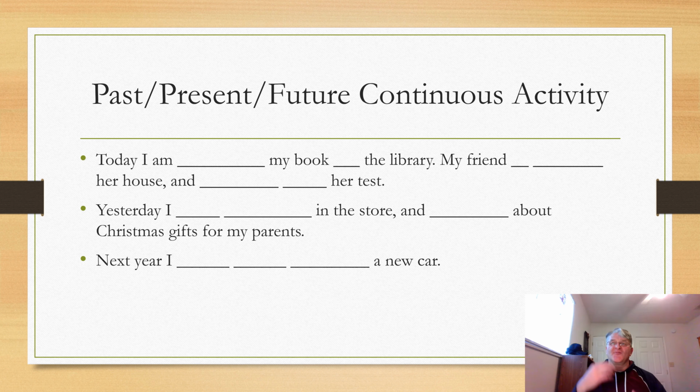And what are you doing right now? You did not buy the present. You are thinking about Christmas gifts for my parents. So we could also say, yesterday I was shopping in the store and I was thinking about Christmas gifts for my parents. Or make it simple. Yesterday I was shopping in the store and thinking about Christmas gifts for my parents.